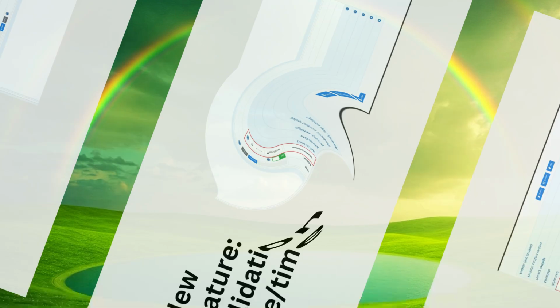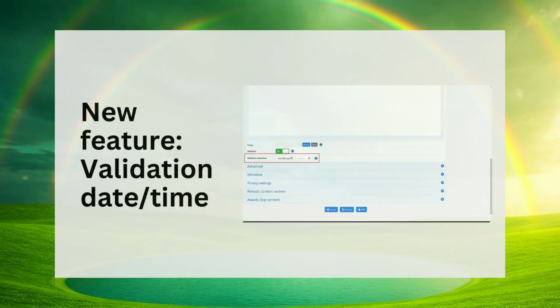For more information about how telemetry works, you could visit the tutorial link off to the right-hand side of this page. Next, in version 11 beta 7 is a new feature in the validation add-on called Validation Date and Time.